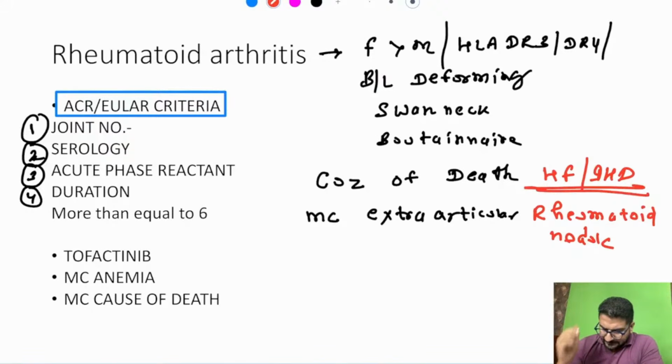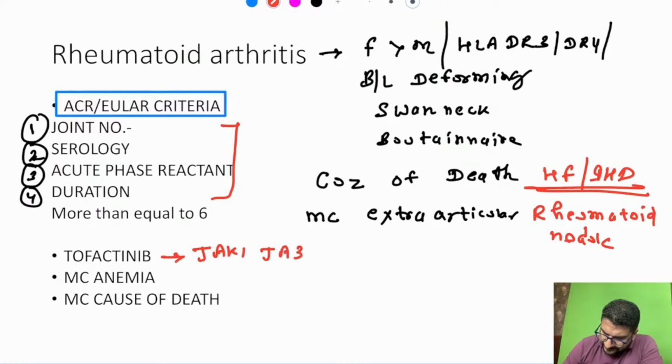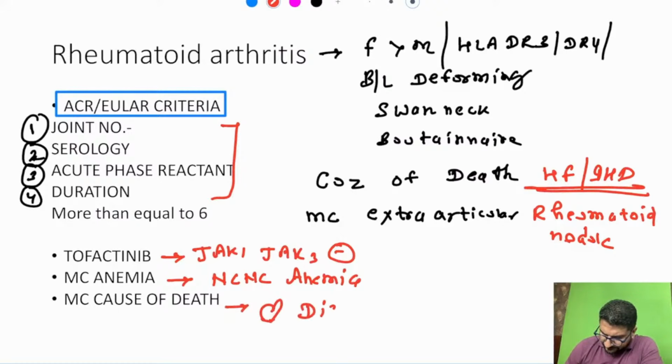So आजकल हमारे पास एक नया ड्रग है, this is a new drug. So this is like ACR-EULAR score. अगर पूरी composite score value is coming 6 or more, then we call this could be RA. So tofacitinib is the new drug. This is a JAK1, JAK3 inhibitor, tofacitinib. Most common anemia is normocytic, normochromic anemia, and most common cause of death will be heart involvement or heart diseases. This is the topic question which they ask from RA.